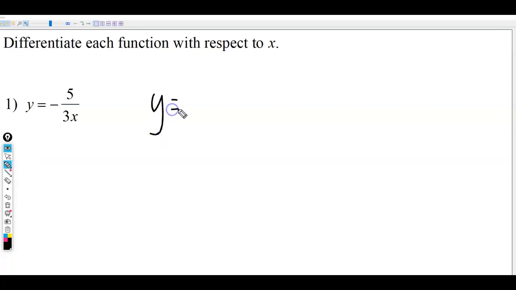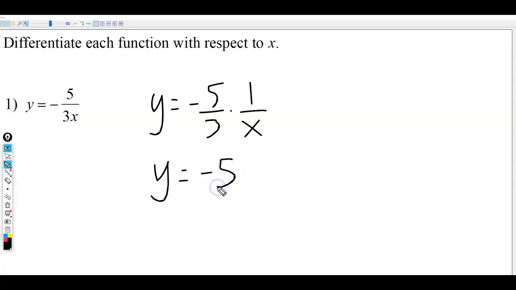Okay, so we have y equals negative 5 over 3x. I'm going to rewrite it like this really quick. This is not a necessary step, but I just want to get that x away from that fraction. Now the next thing I'm going to do is rewrite it like this. Instead of having it as 1 over x, I'm going to change that to x to the negative 1 power. That makes it really easy for me to apply my power rule whenever I find the derivative.